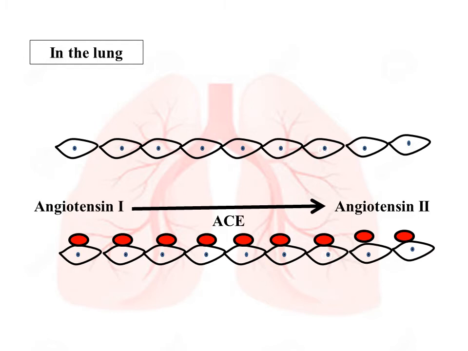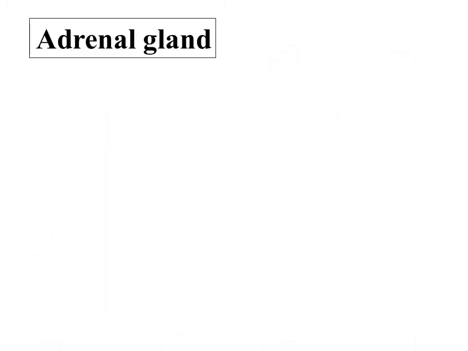What is the effect of angiotensin 2? One of the effects of angiotensin 2 is increased secretion of aldosterone by the adrenal gland. So we move to another country, to another organ, which is the adrenal gland. The adrenal gland is an endocrine gland. We know that there are endocrine glands and exocrine glands. The exocrine glands have ducts, while the endocrine glands have no ducts and release their hormones directly in the blood. One of the endocrine glands is the adrenal gland.